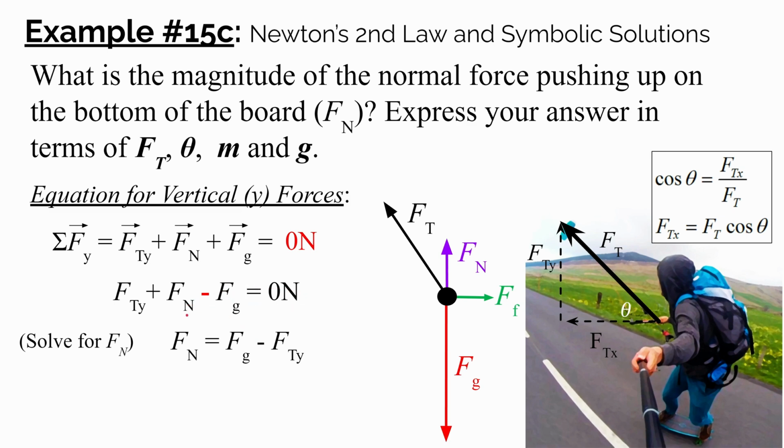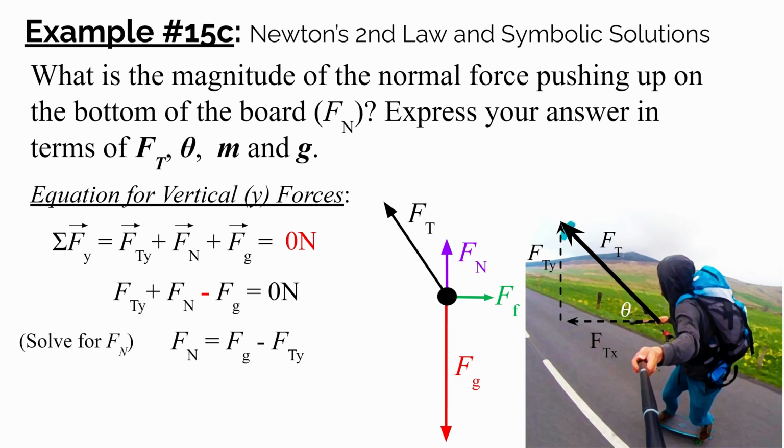So rearranging this for the normal force, we get the normal force is equal to the size of the gravitational force minus the size of the tension force. Now that we have this arranged for the normal force, we just need to make sure what's on the right side only includes the allowed symbols in the problem statement. So we need to replace the force of gravity with an expression which represents the size of gravity, and Fty with something that represents the size of the y component of tension.